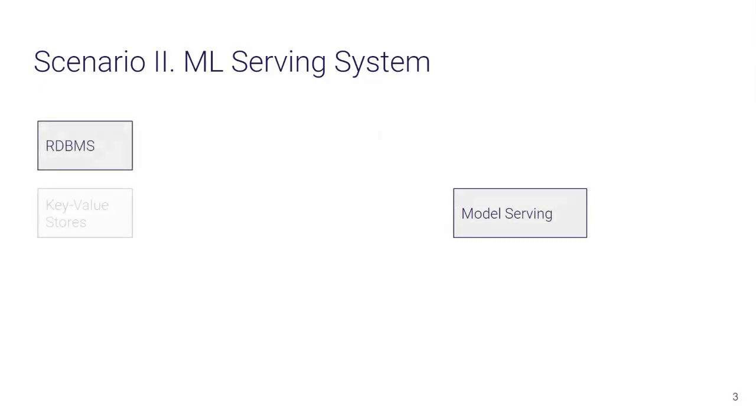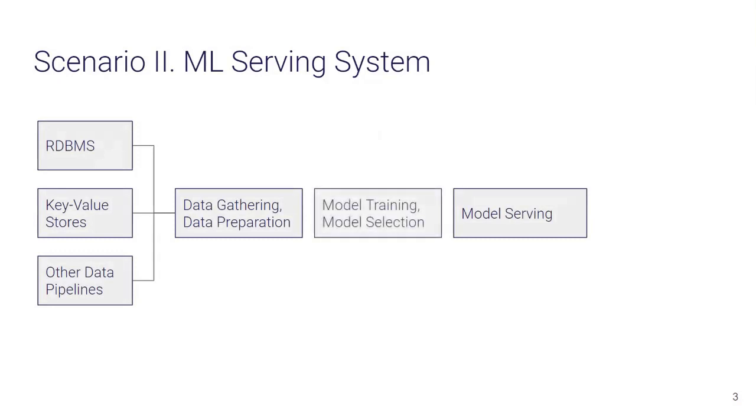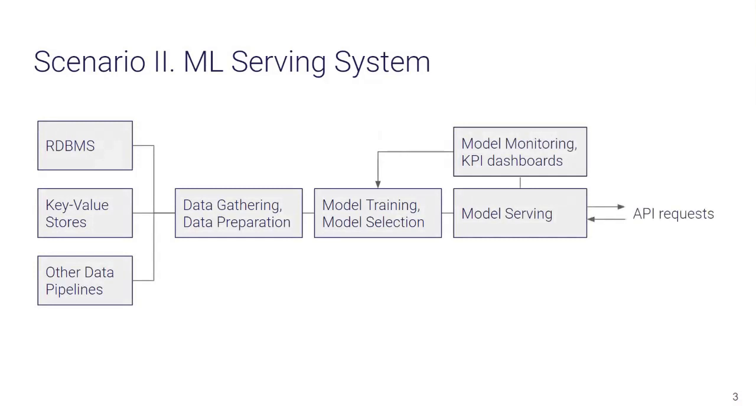As another example that is more relevant to machine learning, imagine that you have a machine learning pipeline that is deployed to a serving system. Here is a simplified scheme. Data from heterogeneous sources pass through data gathering and data preparation phases, and then is used for model selection and training. The deployed model is continuously monitored with KPI dashboards or alerting systems. It's then exposed via different interfaces to the end user.